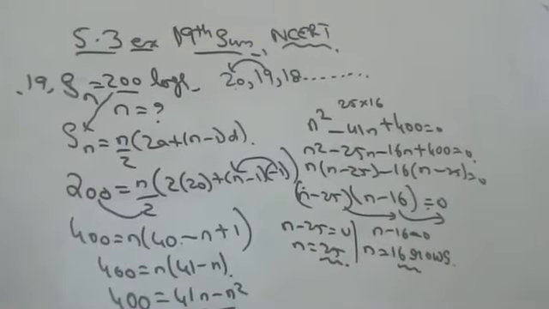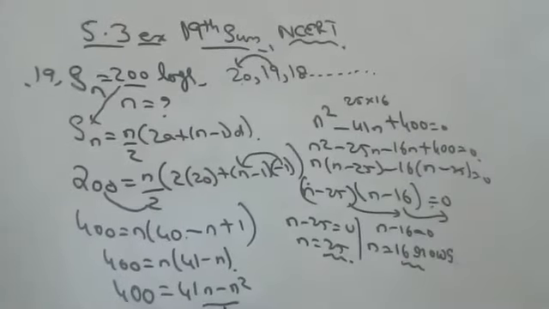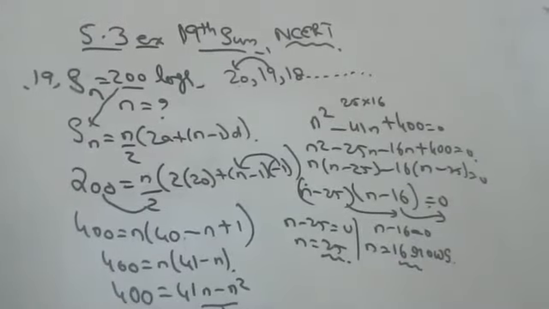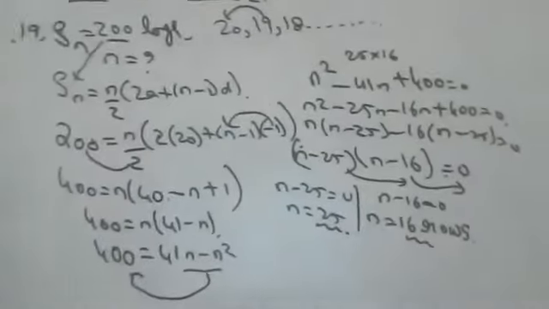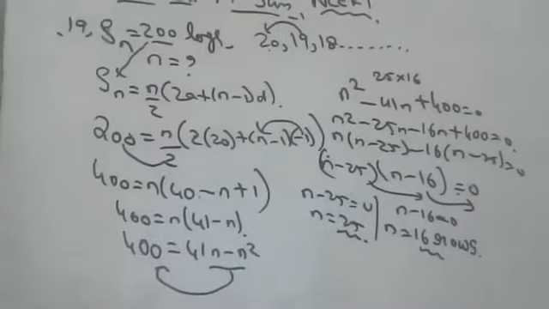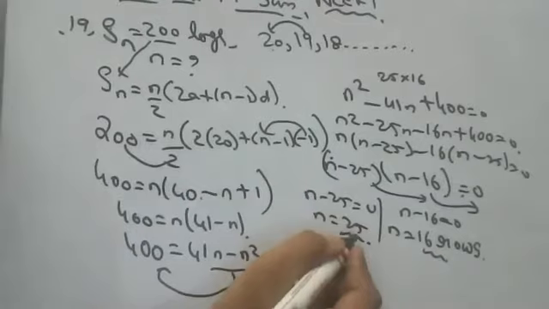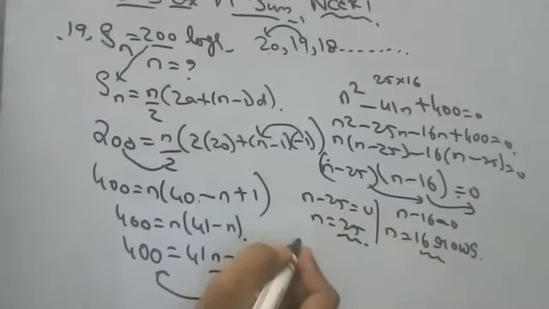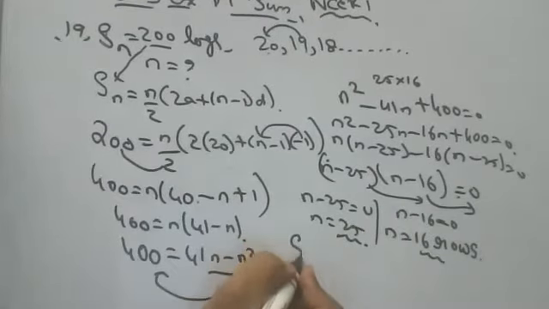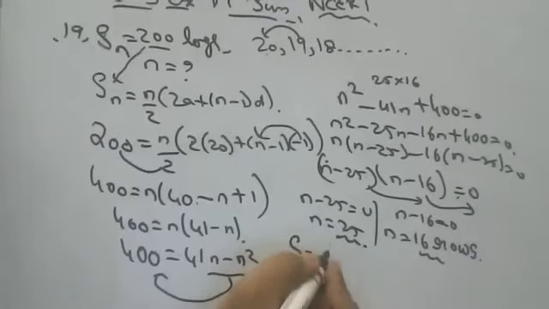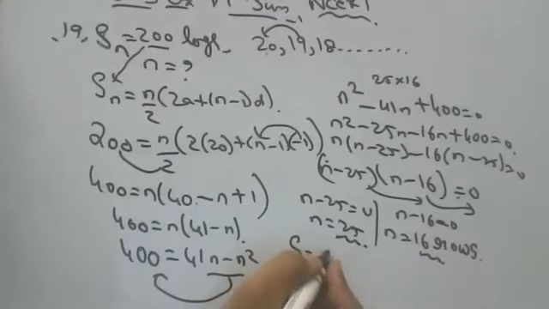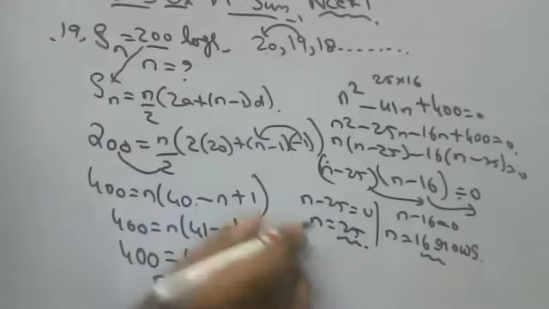Okay, children, but which answer is correct? 25 rows correct, 16 rows correct? We have to check both. Suppose it is kept in 25 rows, let us check, children. Will 200 come or not? You check. What is the formula? n by 2 into 2a plus n minus 1 into b. Okay, this is the answer.